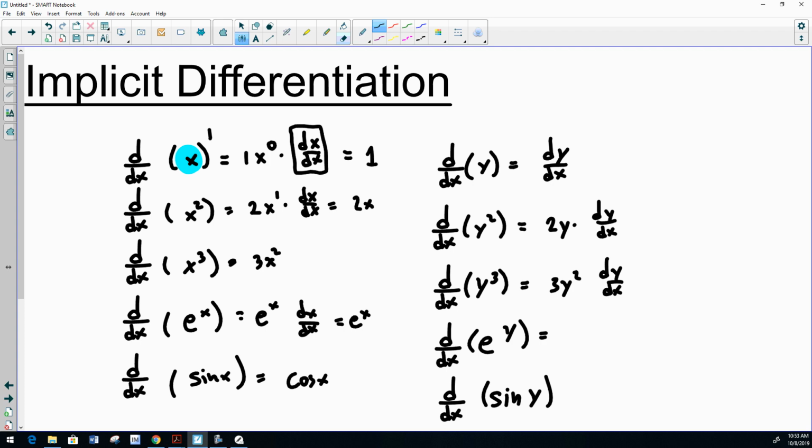You guys ready to try one? Find dy dx for this problem. What's the derivative of a circle?